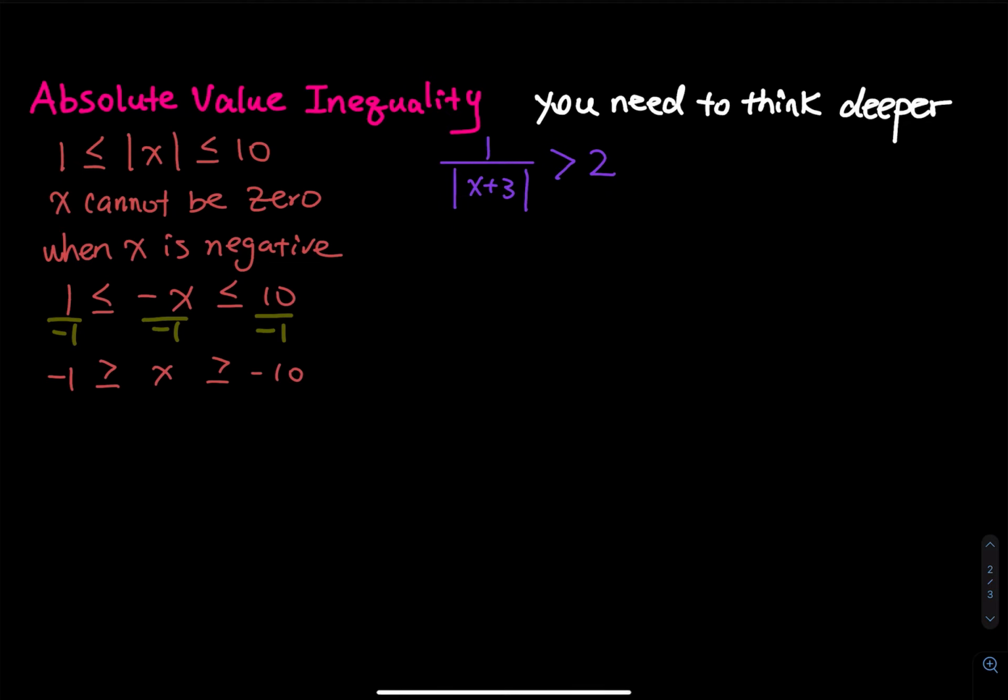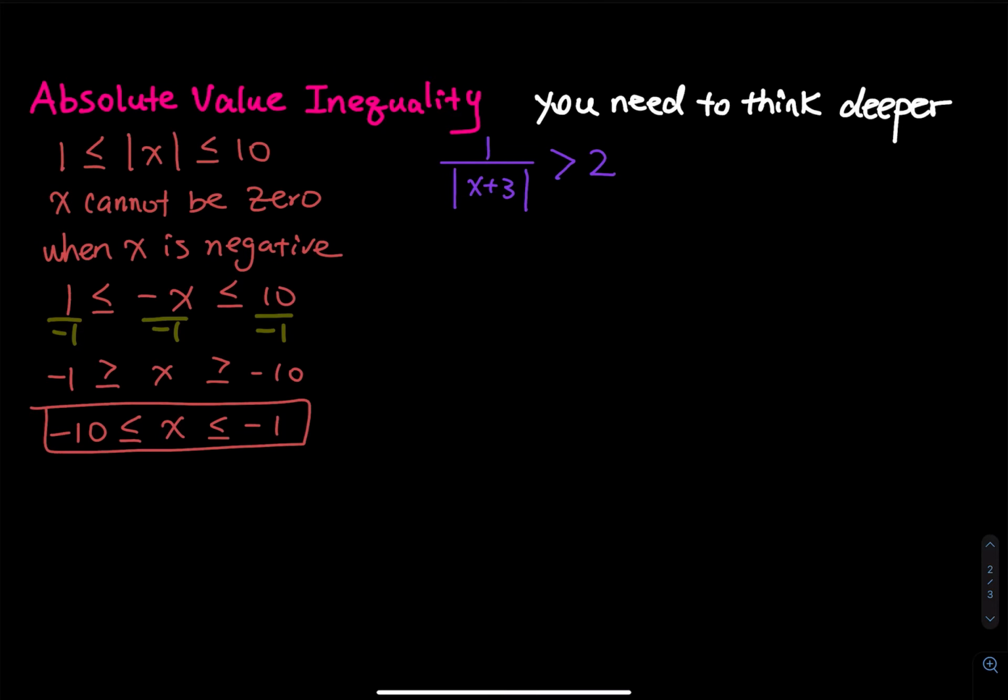Let's double check this. Negative 1 is greater than negative 10, right? And then I said this many times, I would like to put the smaller number on the left, the bigger number on the right. So you have to reverse the order of this. You have negative 10 less than or equal to x less than or equal to negative 1. So this is the first solution set.